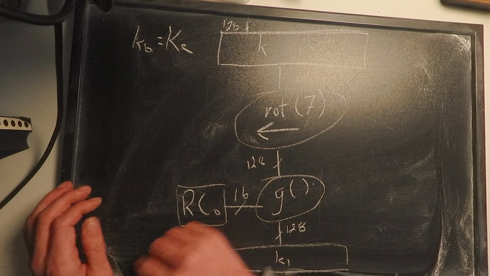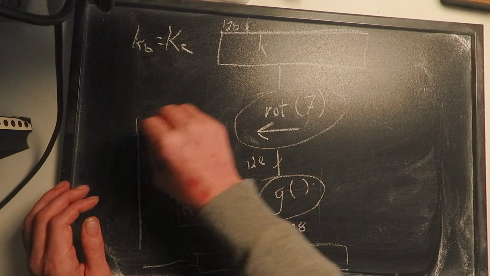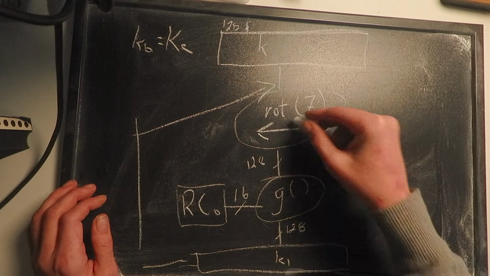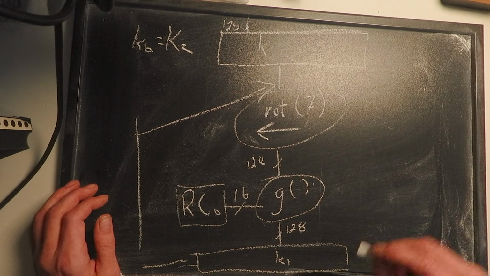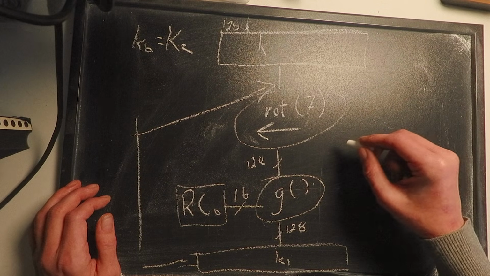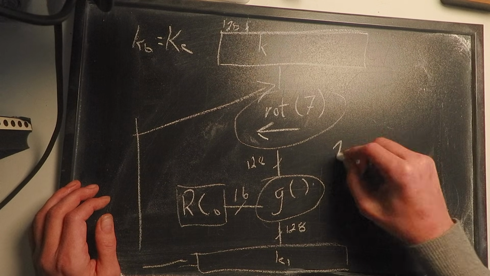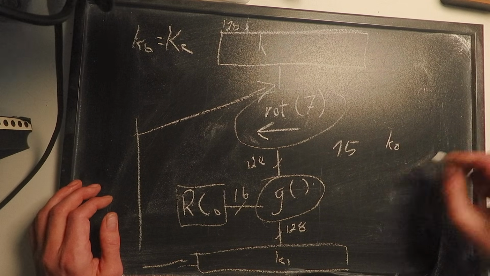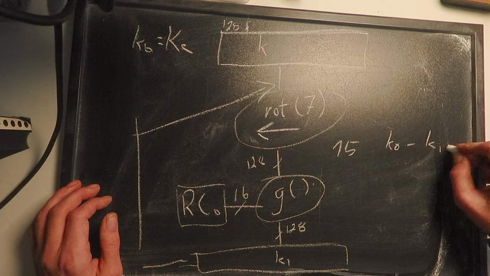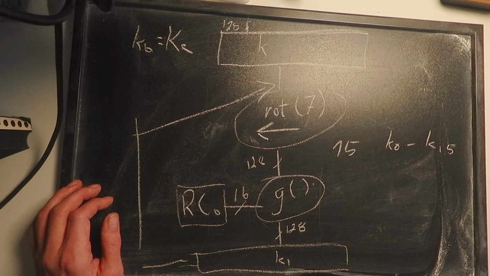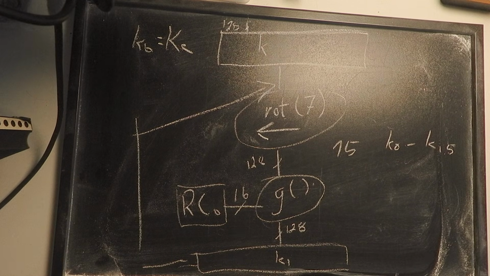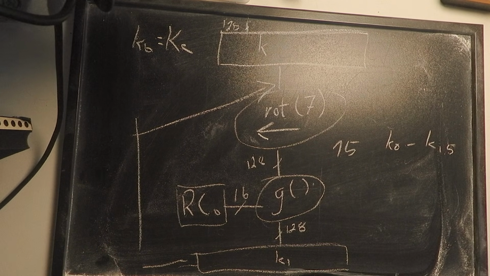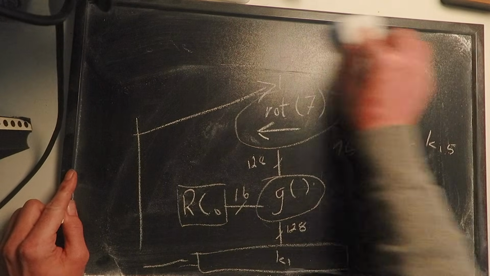And then we take K1 and we feed it back into the rotation and the G function. And we do this 15 times. So we have K0 all the way to K15. Okay? So what's left is defining what is the G function.